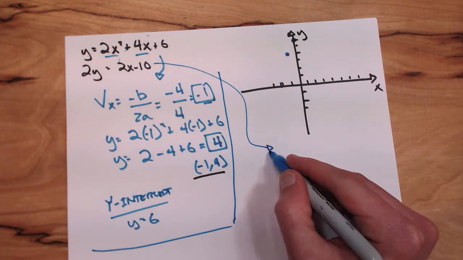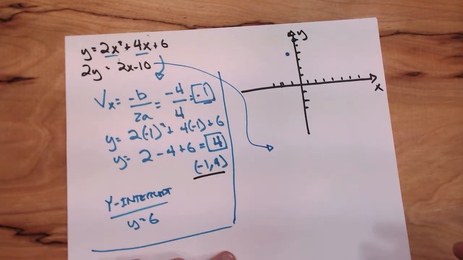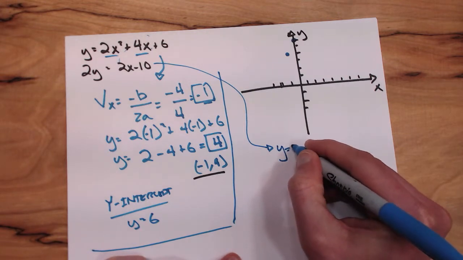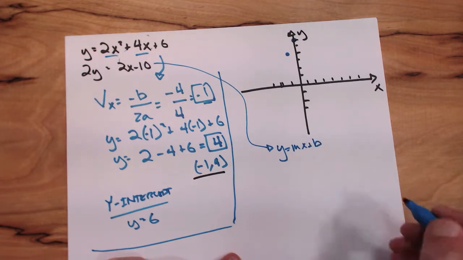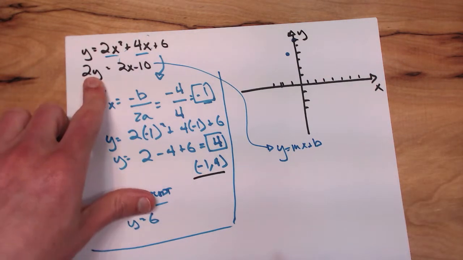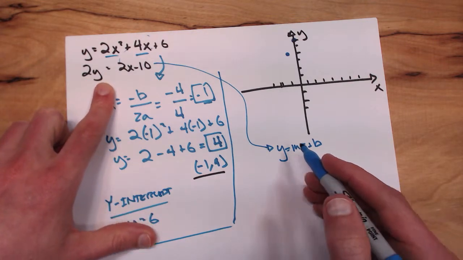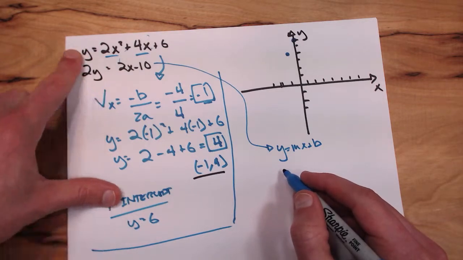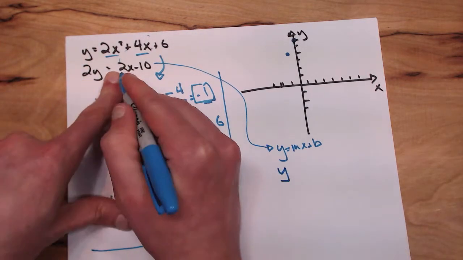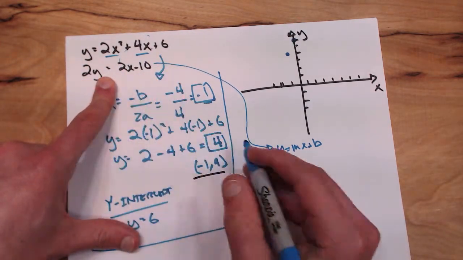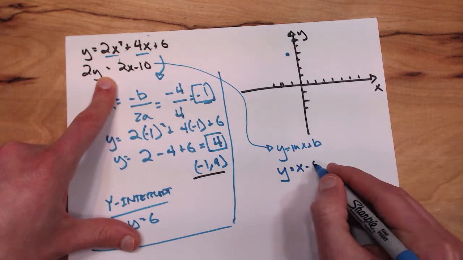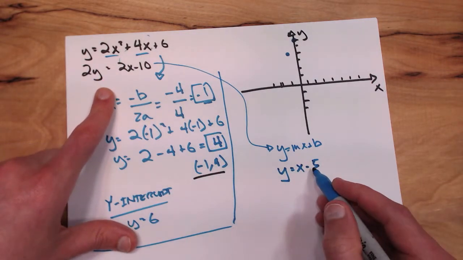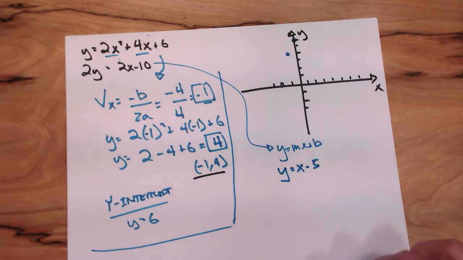And I want to put this in slope-intercept form, which I want you to remember is y equals mx plus b. There's slope-intercept form. And so to get this in slope-intercept form, I'm going to divide both sides by 2. So over here, I'll just have y left over. And here, I'm going to divide this whole side by 2. So I'll get equals x minus 5. Alright, so here's our equation in slope-intercept form.